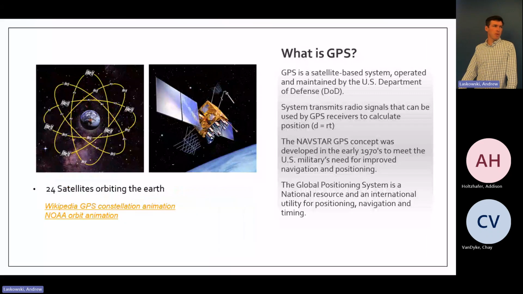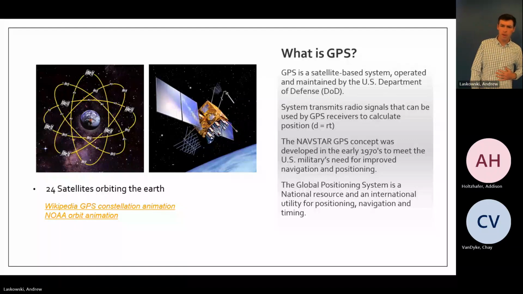And there's just a really simple formula that is used to calculate position. Distance equals rate times time. So the rate of those radio waves and how long it takes to travel from the satellites to your device tells you the distance you are from the satellites. And then by triangulating, or actually ideally more than triangulating, talking to multiple satellites at once, you can precisely locate your position on Earth.